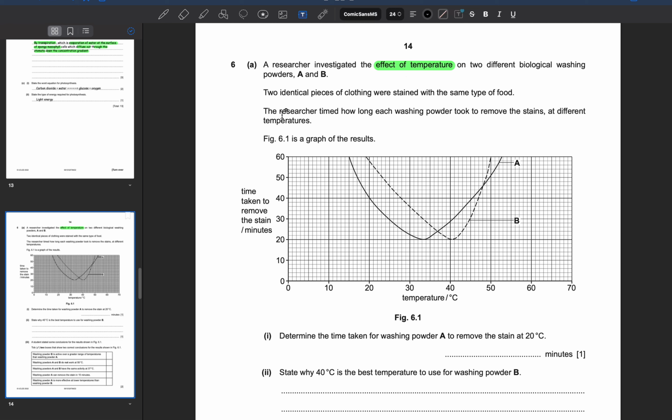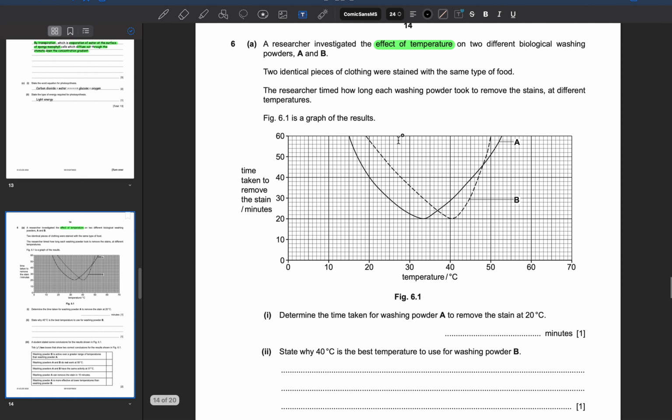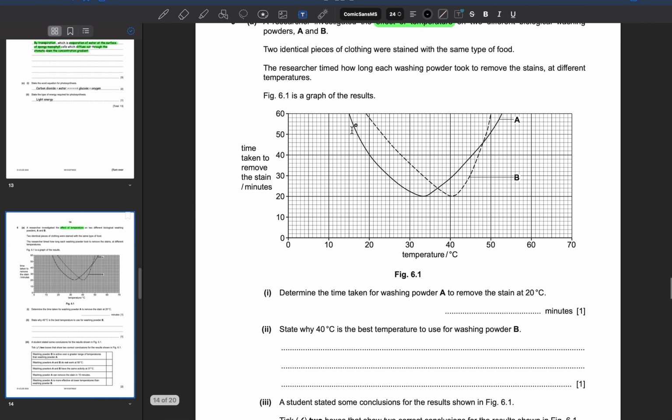The first question says two identical pieces of clothing were stained with the same type of food. The researcher timed how long each washing powder took to remove the stains at different temperatures. Figure 6.1 is a graph of the results. Here's the temperature and here's the time taken to remove the stain in minutes. And I have two types of washing powder, A and B.